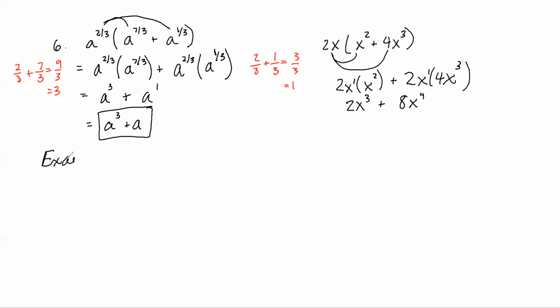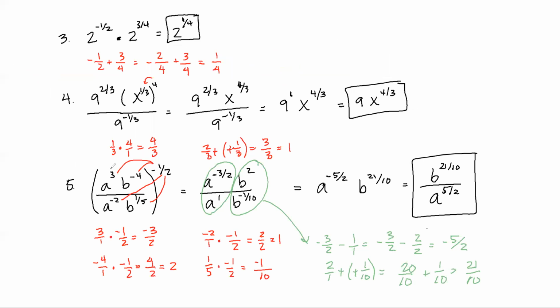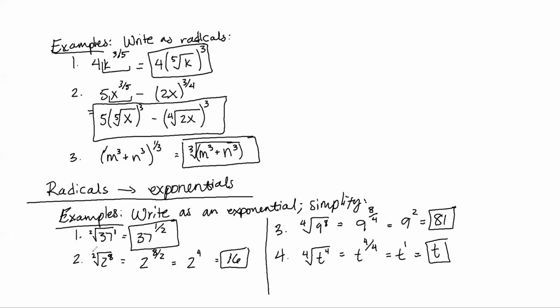This is a slightly different set of examples. So what we're told to do here is we're actually going the other way. We want to write as an exponential. So we're going to start with a radical, then simplify. So we saw some kind of like this. Where was it? Right here. So these ones were kind of the nicer ones where we wrote it as an exponential and then they reduced down pretty nicely.